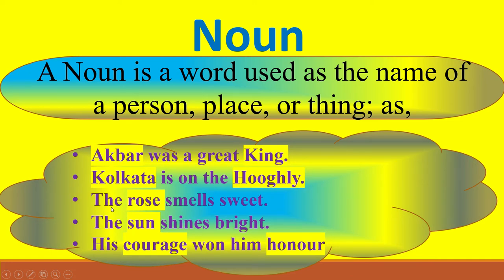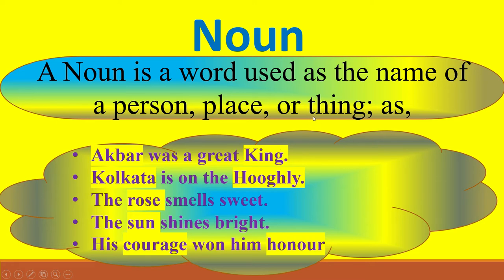Kolkata is on the Hooghly. The rose smells sweet. The sun shines bright. His courage won him honor. So, look here. The highlighted words are nouns because they are names given to those things.